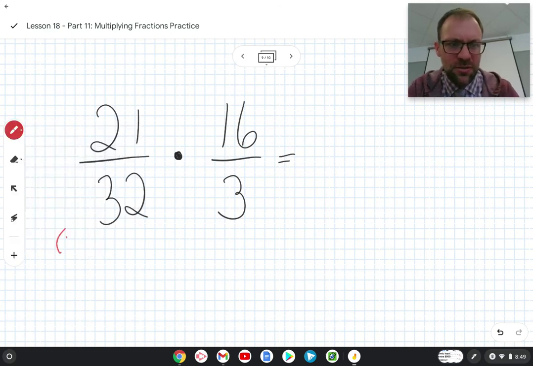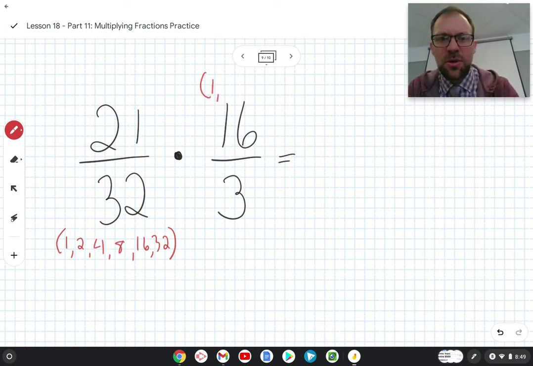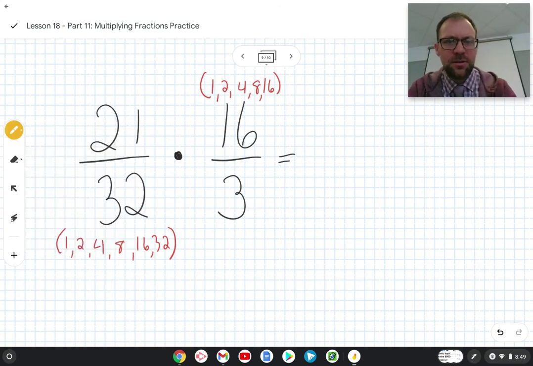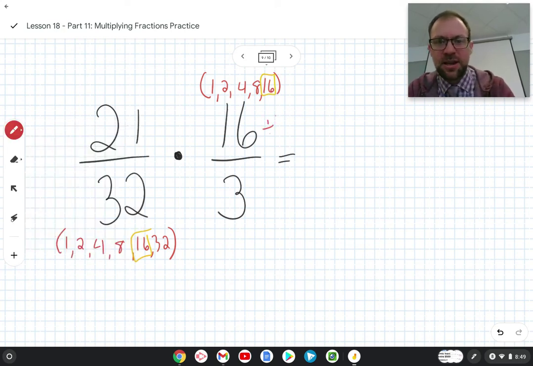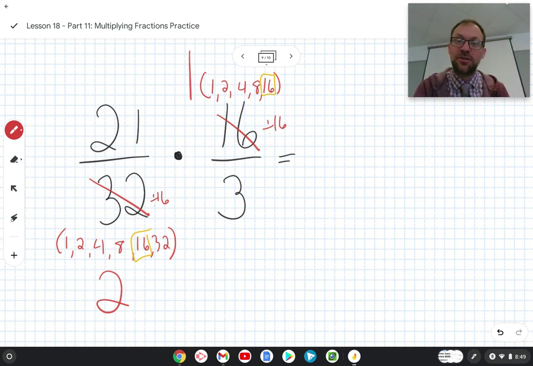So factors of 32: 1 and 32, 2 and 16, and 4 and 8. Factors of 16 are 1 and 16, 2 and 8, and 4. So the greatest common factor is 16 itself. Look at that. So let's divide by 16. Let's do that. 16 divided by 16, 32 divided by 16. We'll get 1, and we'll get 2. How about that? We used factoring to find the greatest common factor, then cross-canceled.